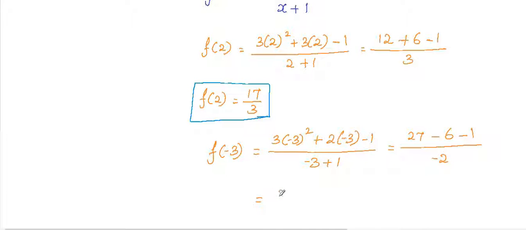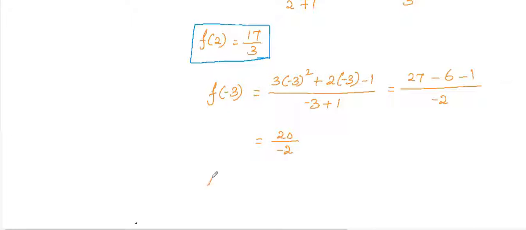So f of minus 3 is equal to 27 minus 6 minus 1, which becomes 20. So 20 by minus 2. So f of minus 3 is minus 10.